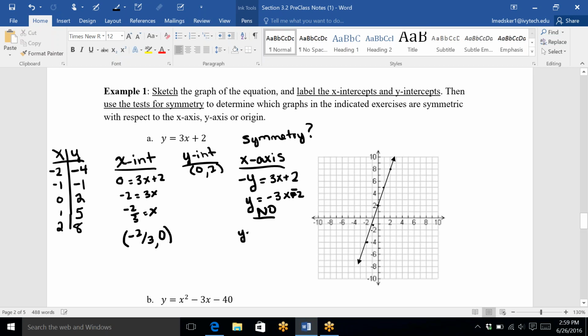So then we want to test for y-axis symmetry. This time you change the x to a negative x. And to work it out, you just have to say, well, what is 3 times -x? And again, the left side looks like the original, but the right side does not, and there's nothing we can do to fix that. So this is a no. And then the final test is the origin test, where you change both y and x to negatives.